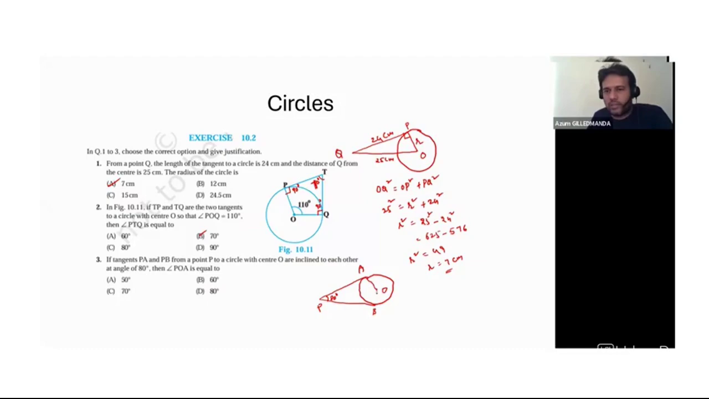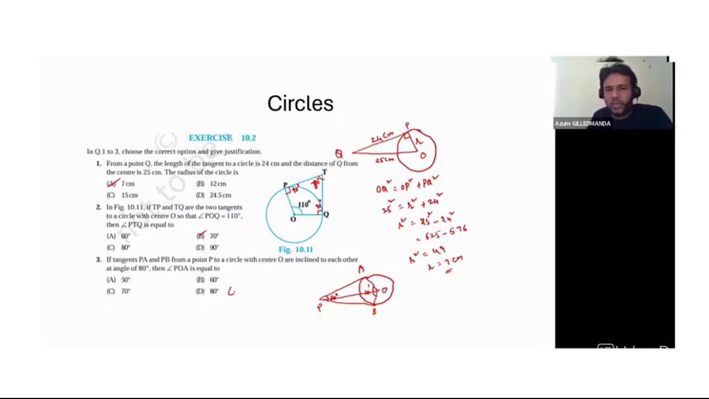Okay, let's see. From this problem, if this is 70, this is 110. If this is 80, what is this angle? Right, 100. Now what is asked? Angle POA. That means, let's just join this line. This angle is what? Half of this total angle, right?